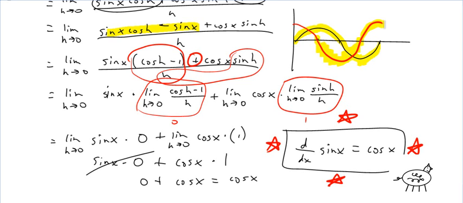It's positive. So you can tell just by looking at the graph, the slope of the sine graph is the cosine graph. That's why it's the derivative. Okay, all right. Let us do cosine. So it's d by dx of cosine of x.